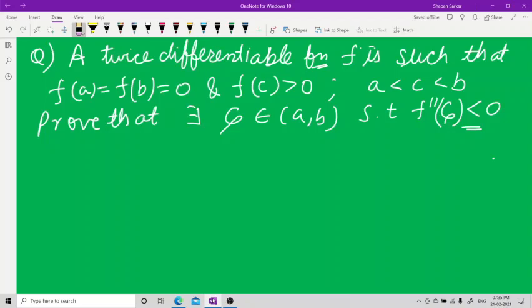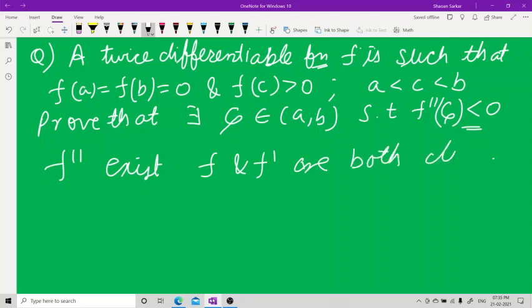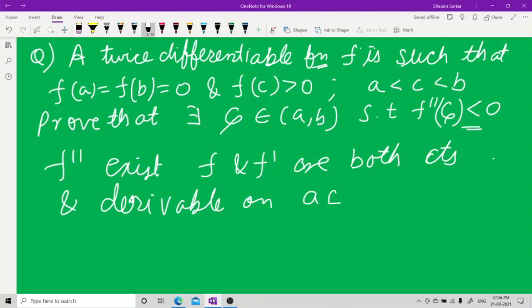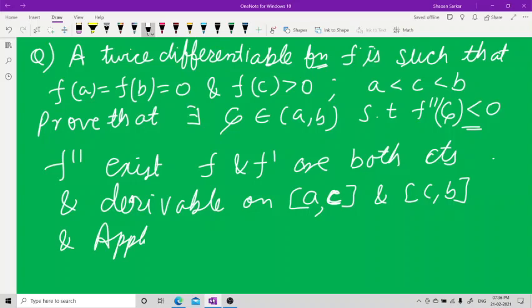See, now f double dash exists. That means f and f dash both exist. F and f dash are both continuous and differentiable on ac. I told you to break it into ac and cb this way. Now apply LMVT, Lagrange mean value theorem, to both these intervals.